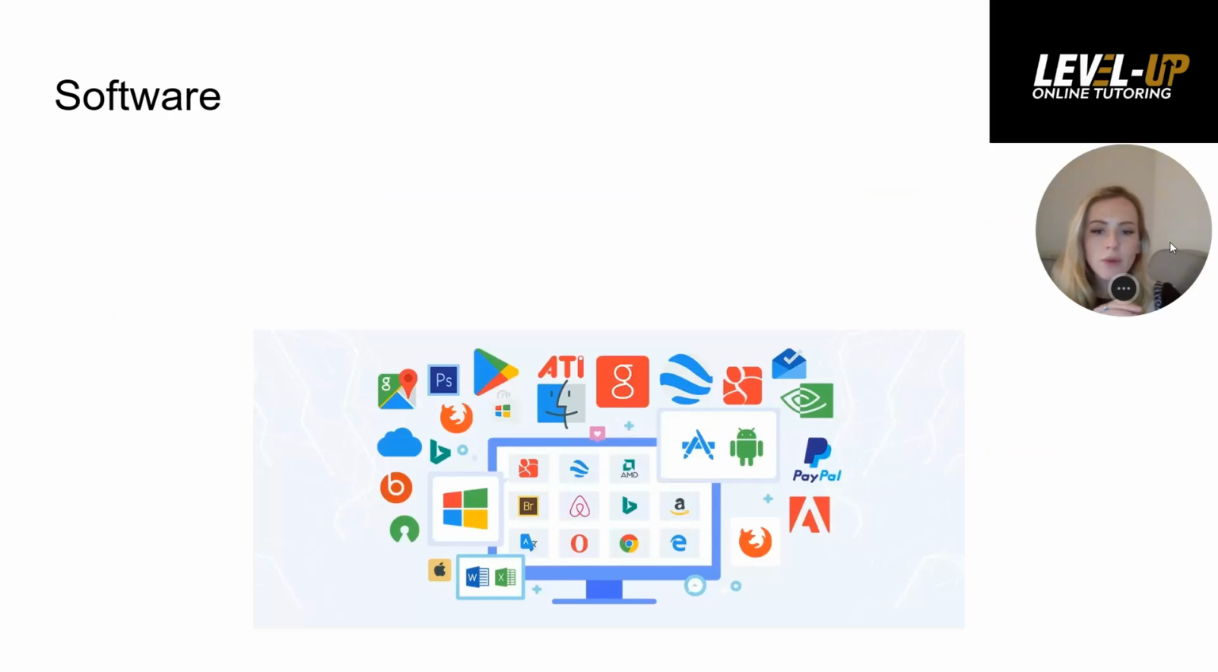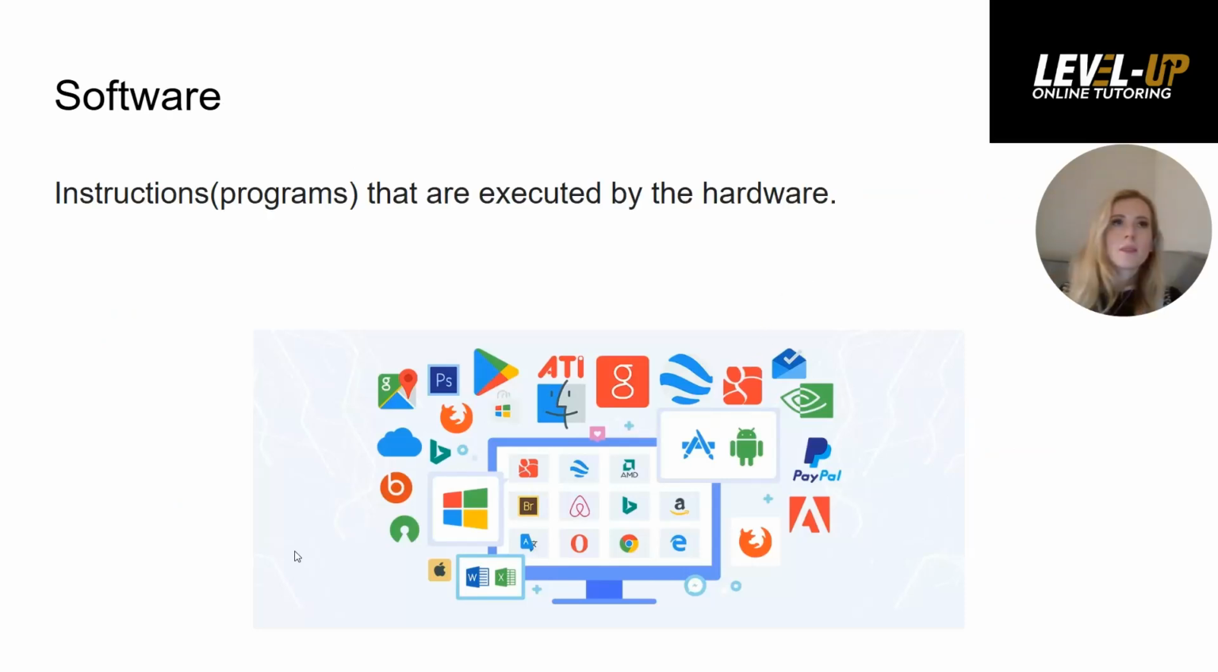Okay, so now we are moving on to software. Software is instructions that are executed by the hardware. I know it sounds a little strange that I'm saying instructions, but that is all software is, a series of instructions. So right now I am using Loom software. I'm also using an internet browser. You can think about many apps on your phone, for example Duolingo, or some social media apps, Gmail.